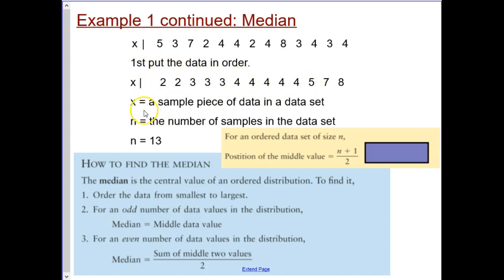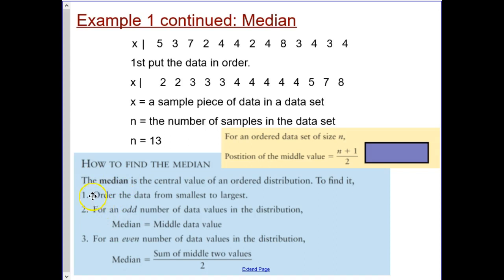And let me just introduce a couple of other key things. X, of course, from algebra is a variable. It can take on any number of values. Well, in statistics, it's a sample piece of data in a data set. N is the number of samples in a data set. So in this data set, I've got 13 values, 1, 2, 3, 4, all the way up to 13 values. And that's important to know when we find the mean and the median.